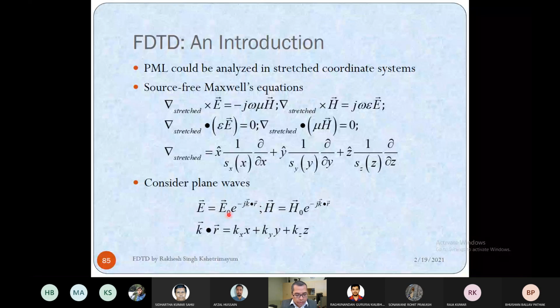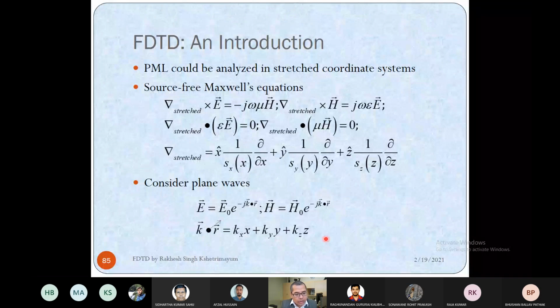Similarly, the magnetic field will also have H equal to H naught exponential minus jk dot r in the far field of the source. We have plane waves. K dot r is simply kx x plus ky y plus kz z. Kx is the x component of the k vector, ky is the y component, and kz is the z component of the k vector. The r vector will have x, y and z as the coordinates. So that's the usual stuff we have here.